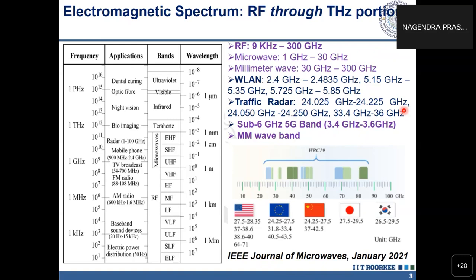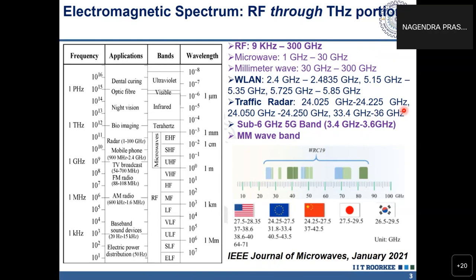When you consider this terahertz band for communication applications or 6G applications, don't think that it is going to operate somewhere at 1 terahertz or 500 gigahertz or 1.5 terahertz. That is not going to happen. It is basically somewhere more than 100 gigahertz.